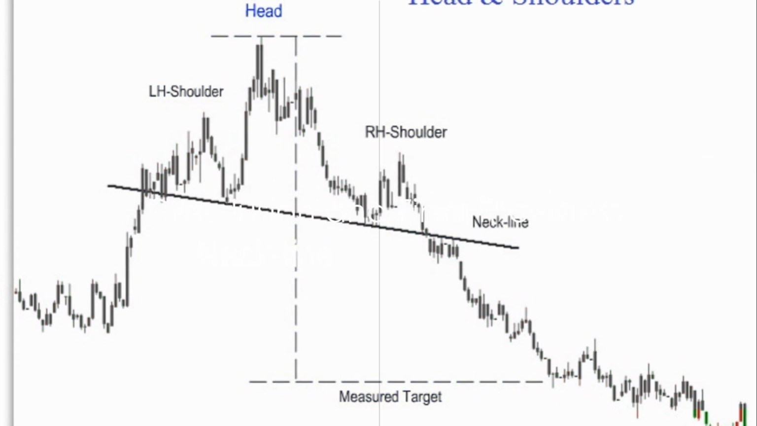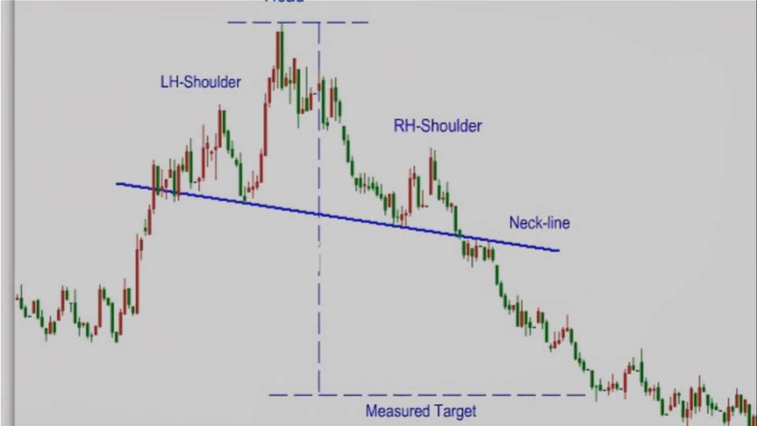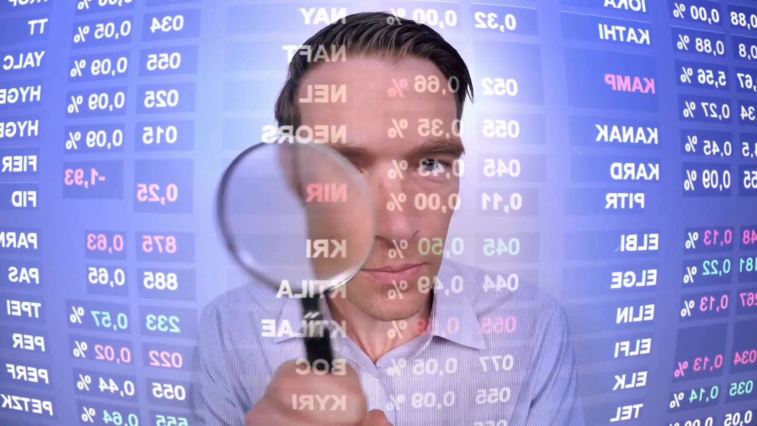So there you have it, the head and shoulders pattern, a potent weapon in your trading arsenal. Practice identifying this pattern and weave it into your broader trading strategy for more informed decision-making.